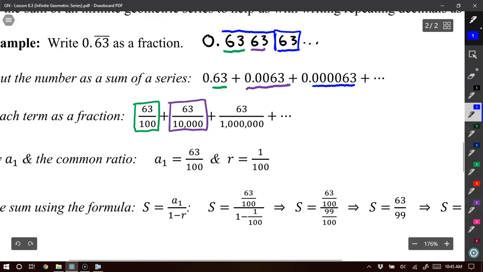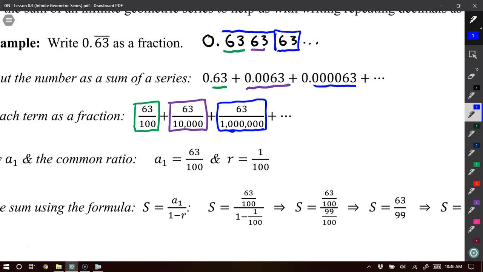And let's see this one. I have 6 spots here on it, not including in front of the decimal. After the decimal, 6 spots. So I have 6 zeros down here. I have 1 million. So I have 63 over 1 million. So that's how you write it as the fractions for it.